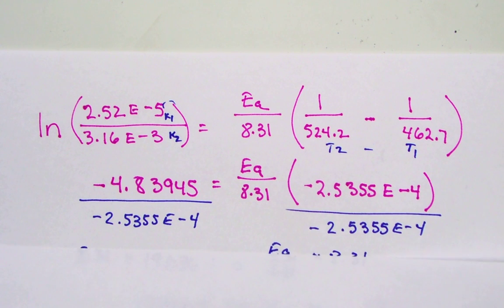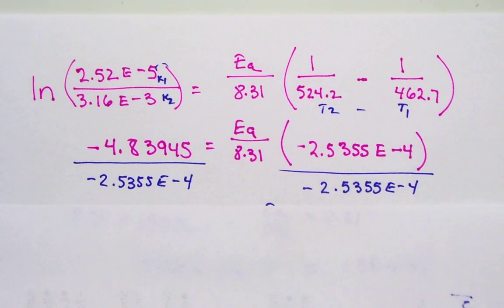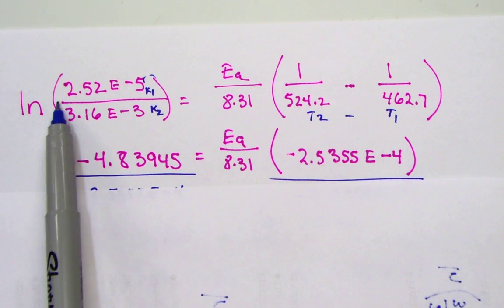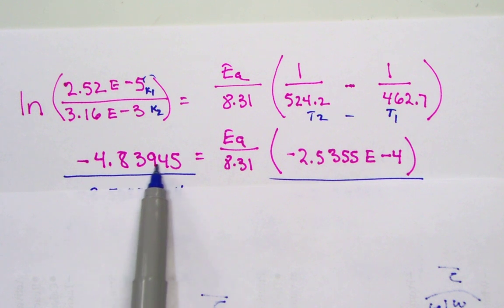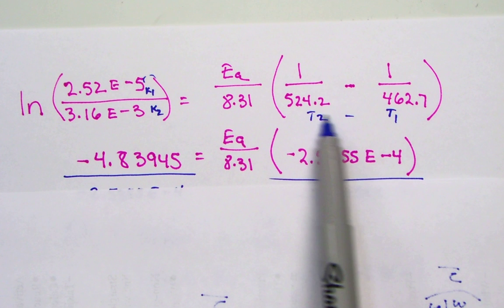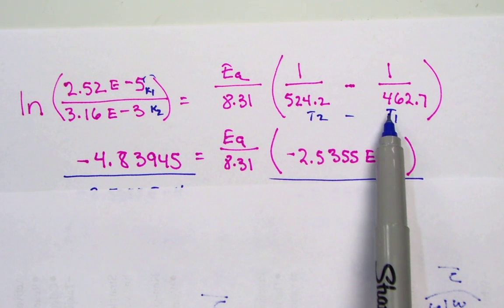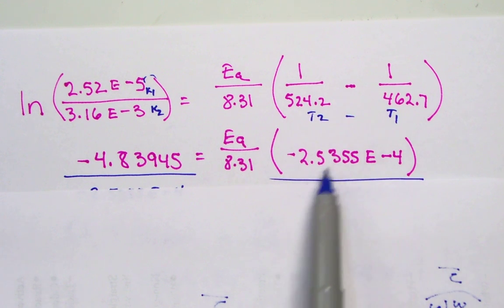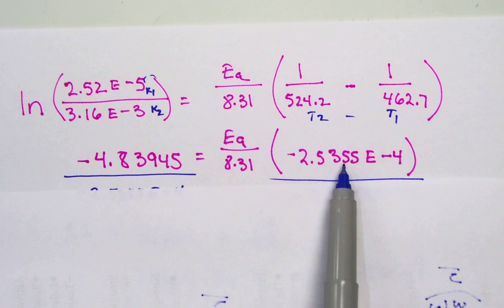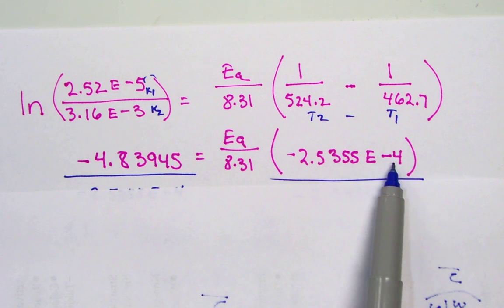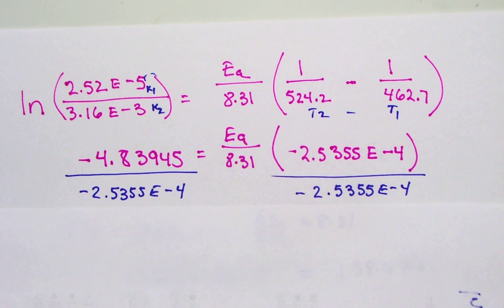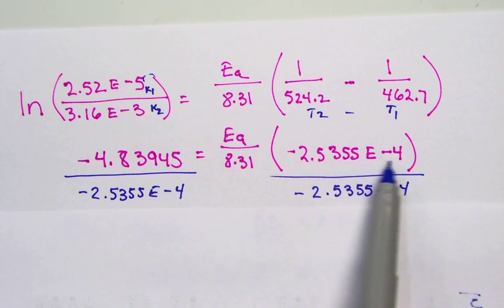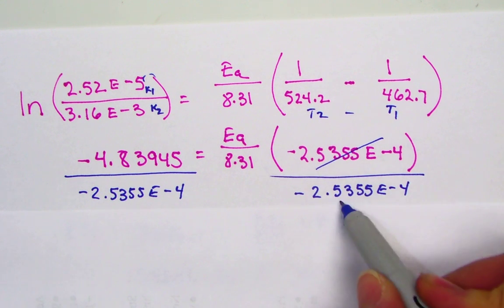Now when we simplify, the first thing I did is simplify the ratio, the natural log of 2.52 e negative 5 divided by 3.16 e negative 3. When I just hit that out on my calculator, I found negative 4.83945. I then simplified what was inside the parentheses for the differences in those temperatures. Taking the reciprocal of T2 minus T1, that simplified to negative 2.5355 e negative 4. Having accomplished the parentheses simplifying, we're trying to isolate Ea. Then what I did was divide both sides by the 2.5355 e negative 4. I'm trying to cancel out to isolate Ea.